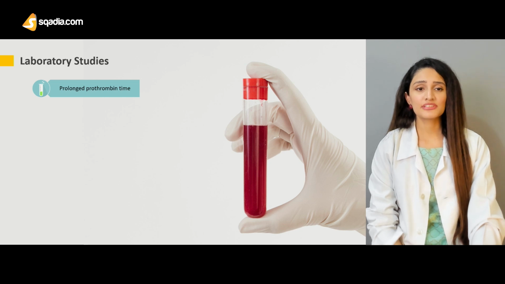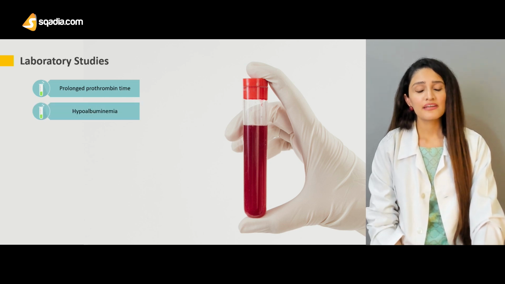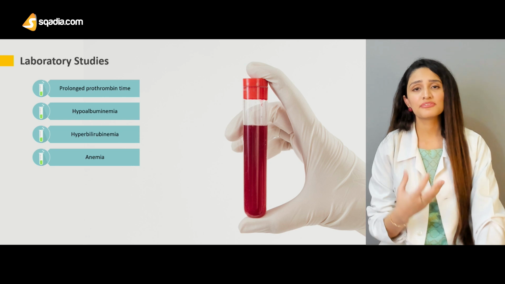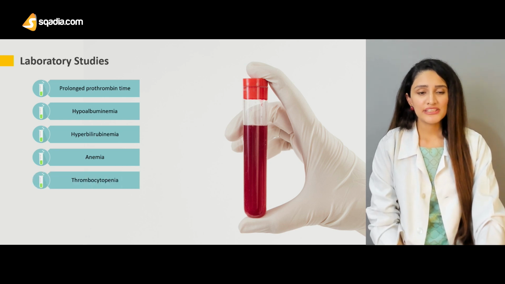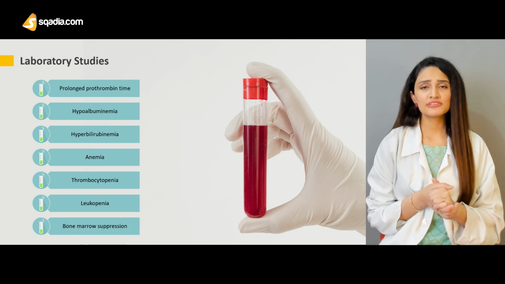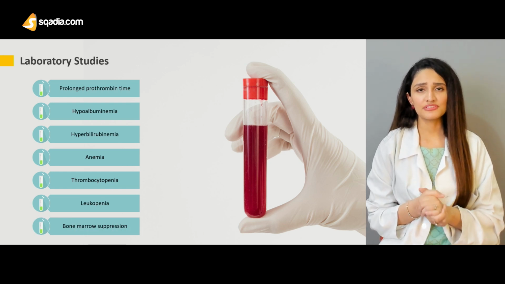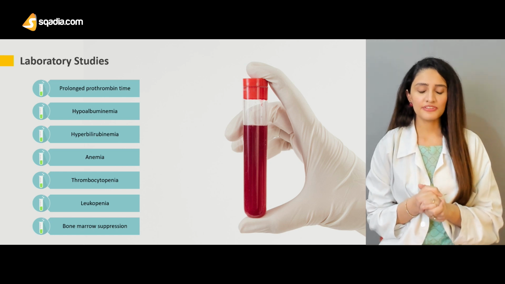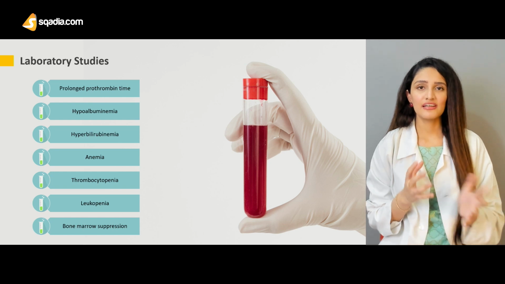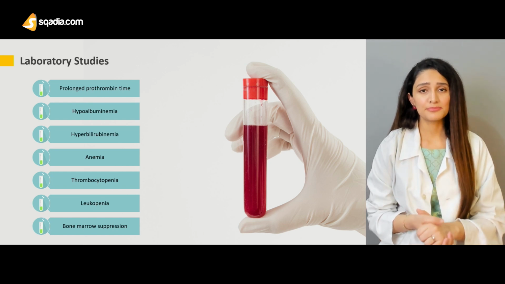So we would notice a prolonged prothrombin time, hypoalbuminemia, which is the decreased albumin, hyperbilirubinemia, which is the increased bilirubin, and then anemia because of the blood loss from the mouth and the anus, thrombocytopenia, leukopenia, and lastly, bone marrow suppression. Bone marrow suppression is usually among patients who are alcoholic. And thrombocytopenia and leukopenia are usually a condition in hypersplenism.